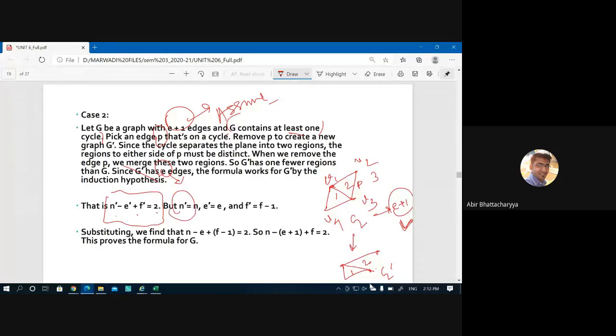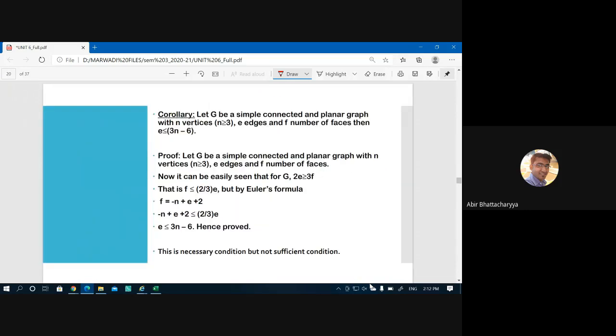Now what is your number of vertices? No change in the number of vertices. The number of edges is equal to e, because initially it was e plus 1, and with one reduction it becomes e. The number of faces also has one reduction, that is f minus 1. Initially it was f. Now if I plug in, you will get it also equals 2. So we are able to prove it.